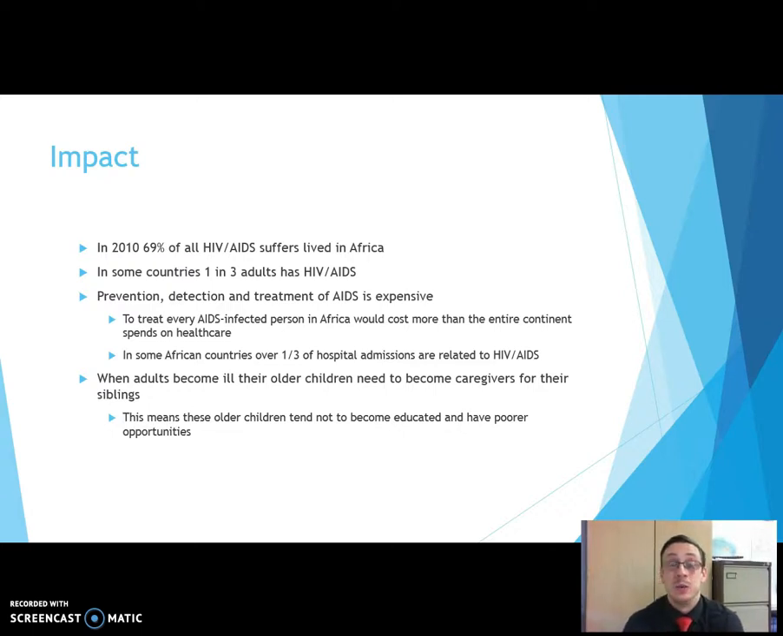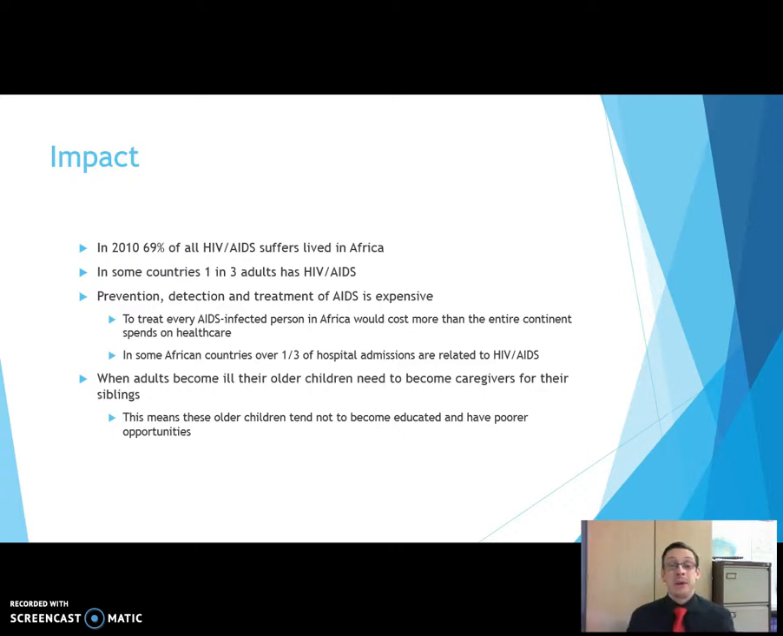Particularly in nations that don't have huge budgets to spend on healthcare, decisions need to be made on how the funds get allocated. And the reality is that HIV/AIDS would swallow most African nations' health budgets to a huge extent.